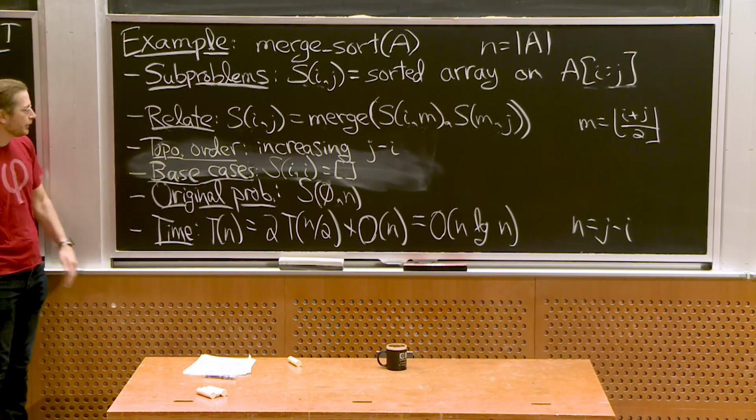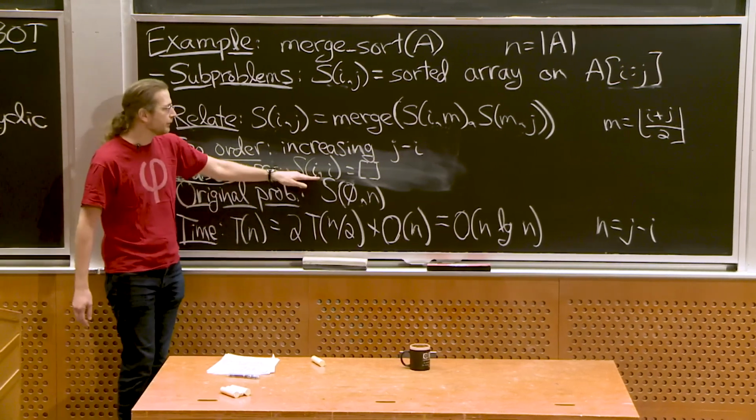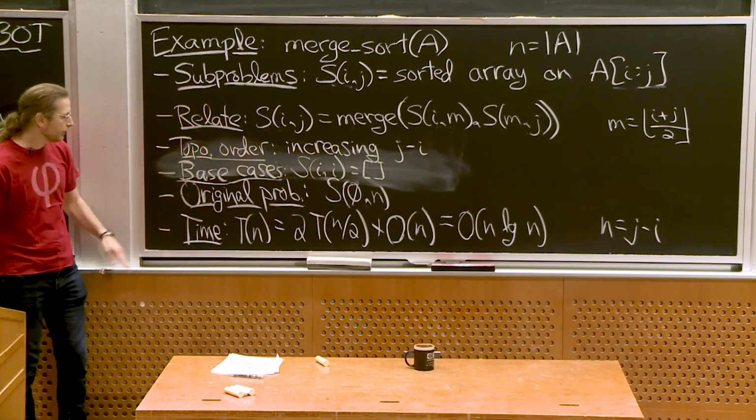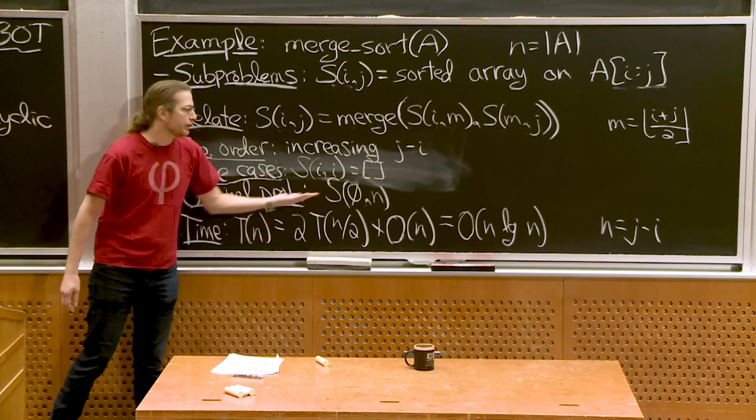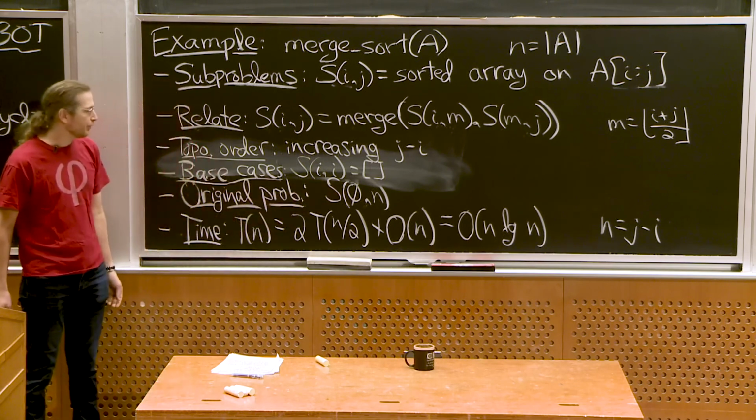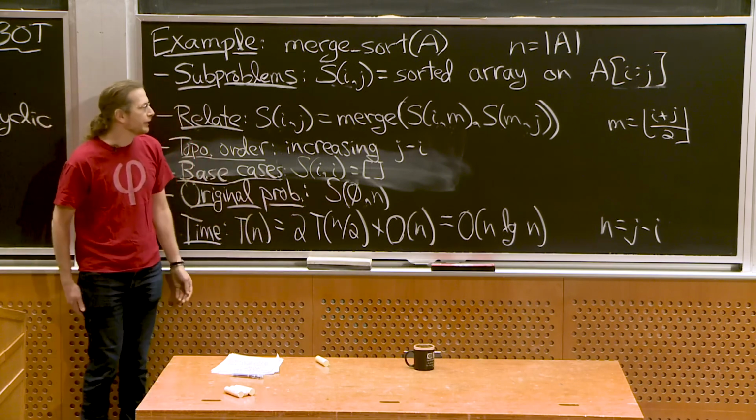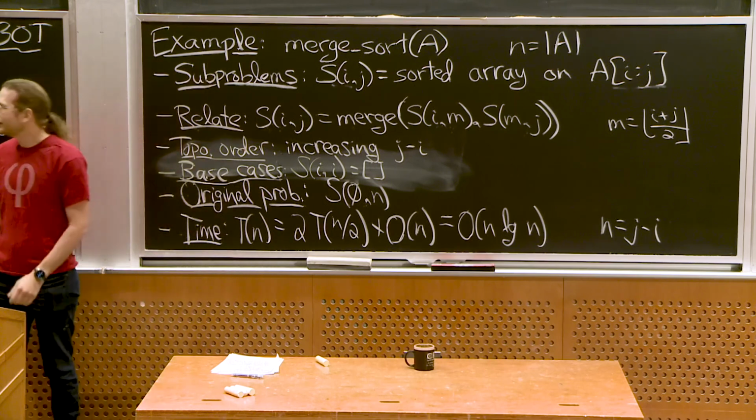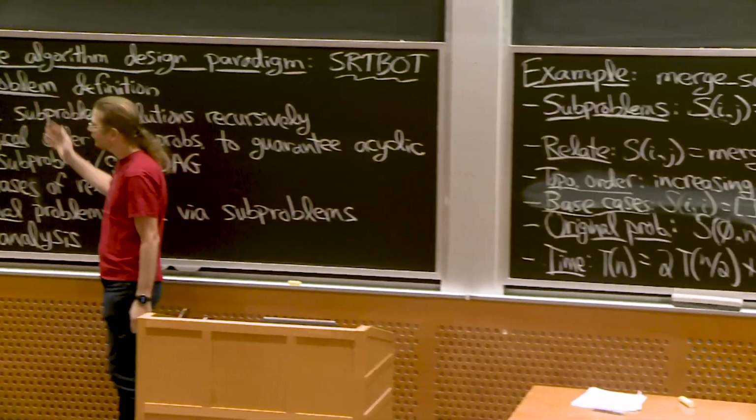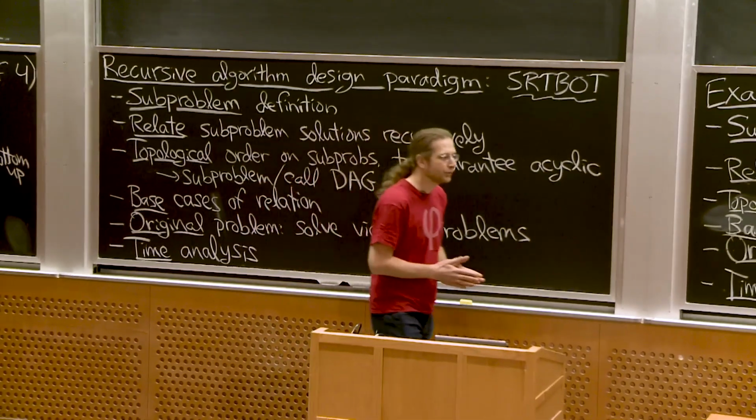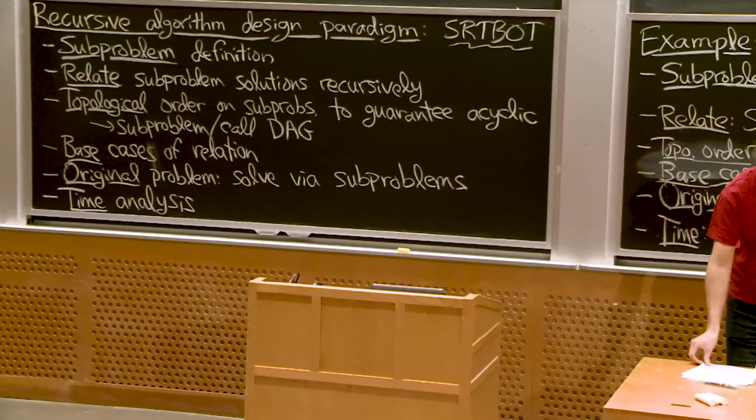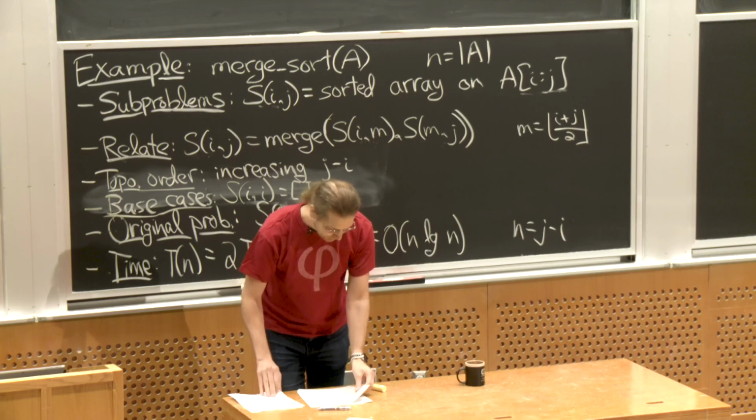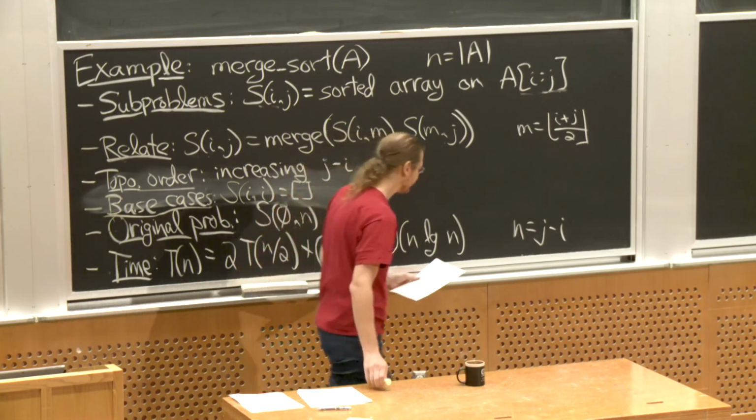For all the subproblems, we have a base case, which is if we don't want to sort anything, that's the empty array. I already said the original problem. And then running time is, there's no better way to solve it than the recurrence that we already saw how to solve. So this is just another way to think of n log n merge sort in this labeled framework of SRTBOT. Let's get to another problem that does not fit recursion so well, but we can make it better.